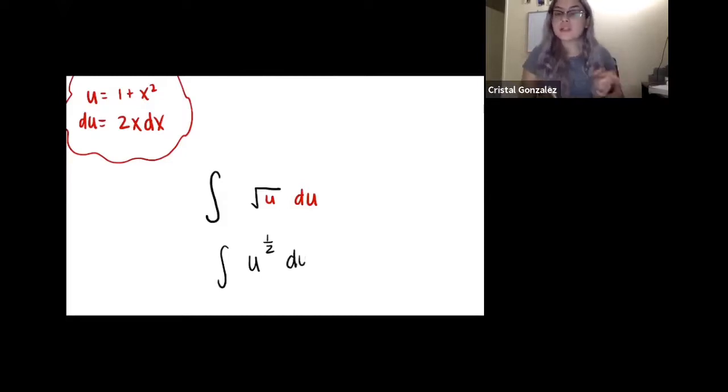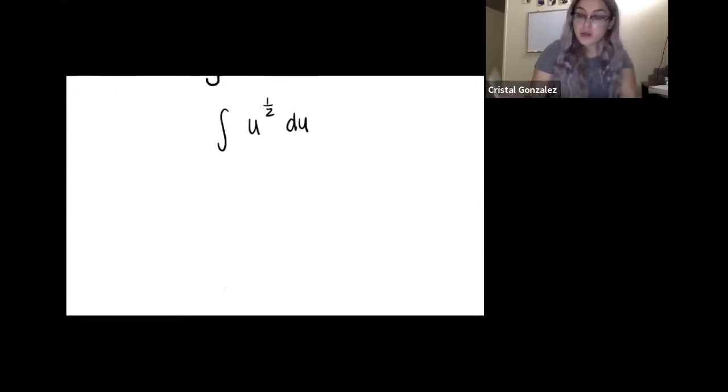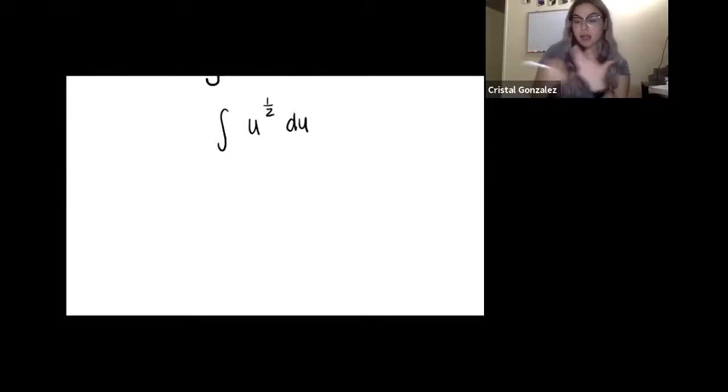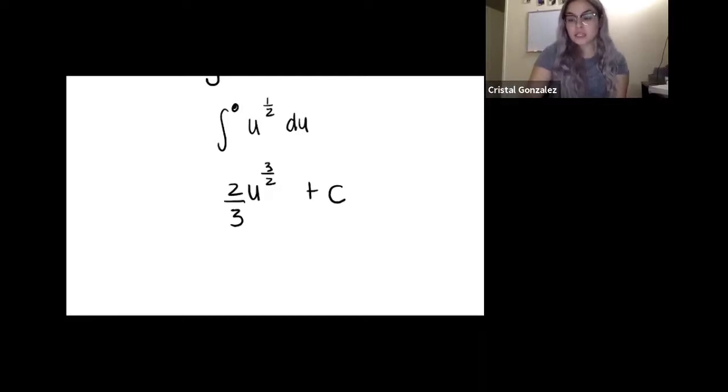And now I'm integrating with respect to u, and all my variables are u. So I could easily just go ahead and do it. If I integrate this, we're going to add 1 to the exponent, do that backwards power rule, and then divide by the new exponent. I add 1 to the exponent and I get 3/2. So this is going to equal u to the 3/2. Then I divide by that exponent, so I'm basically multiplying by the reciprocal. And then we can't forget our plus c here, because this is an indefinite integral. We don't have limits of integration.